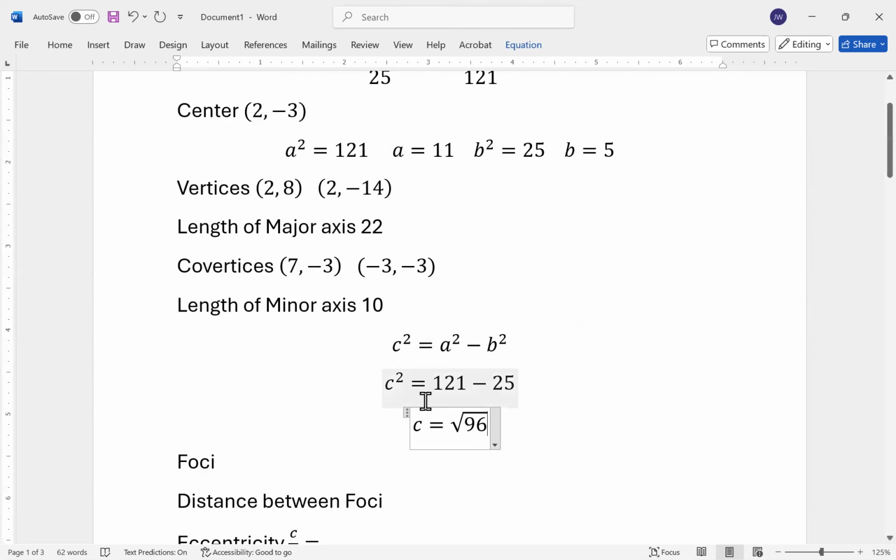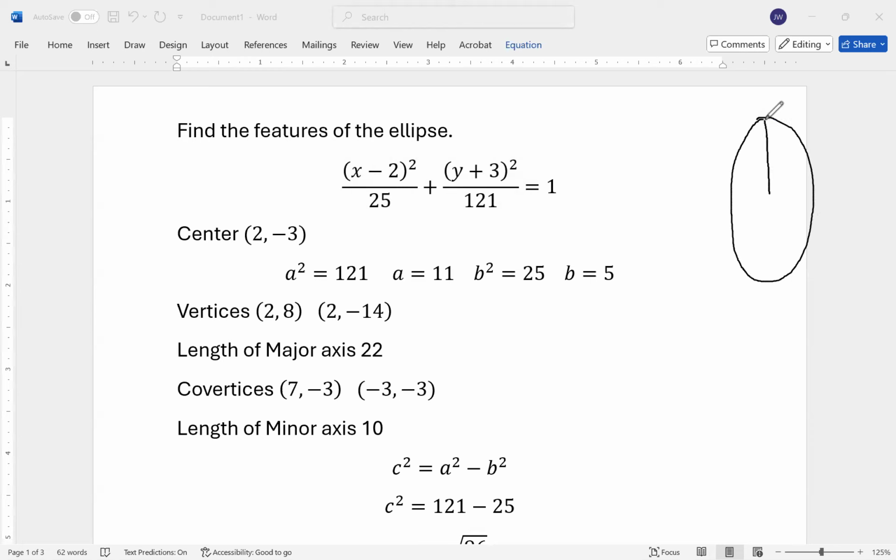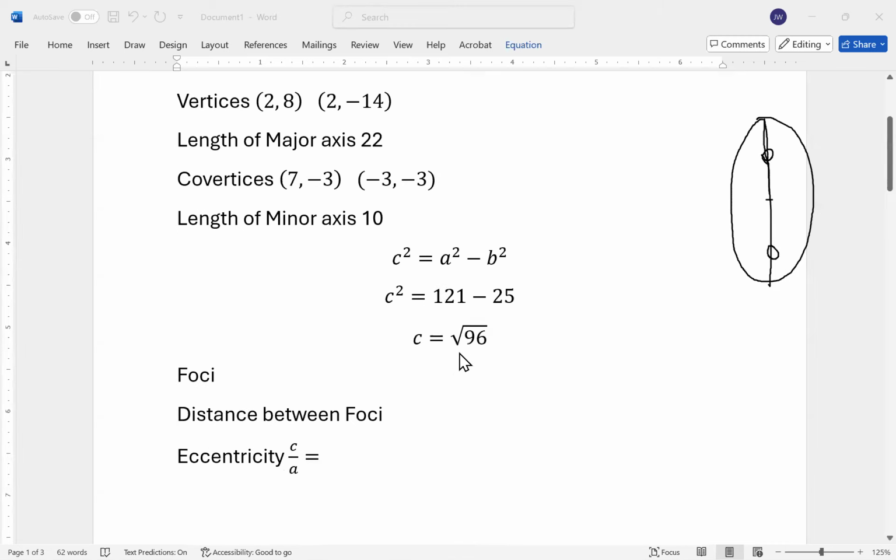Now, remember, the foci are along the major axis. The major axis is in the y direction. And again, the reason I know that is because it's stretched out more in the y direction than the x direction. So the foci are going to be along the major axis, and then we take a certain distance from the center. Our center is at (2, -3), so we'll move up and down square root of 96.